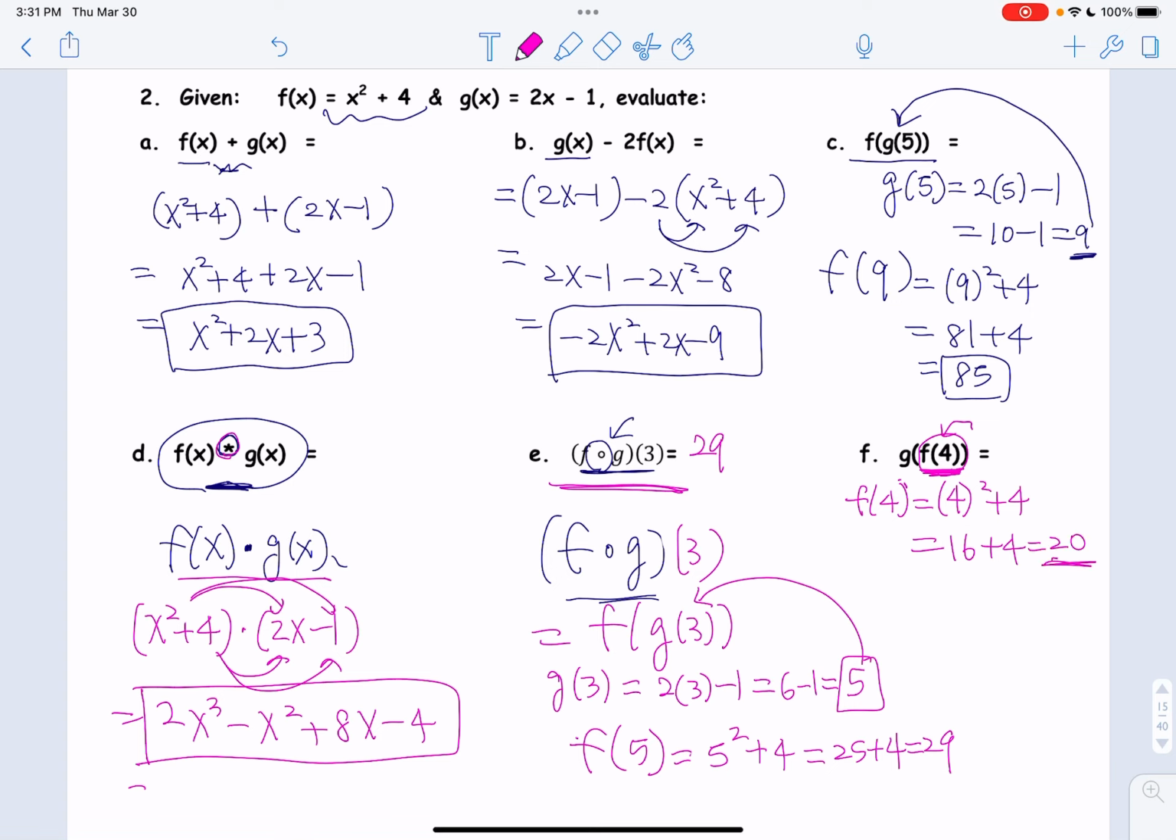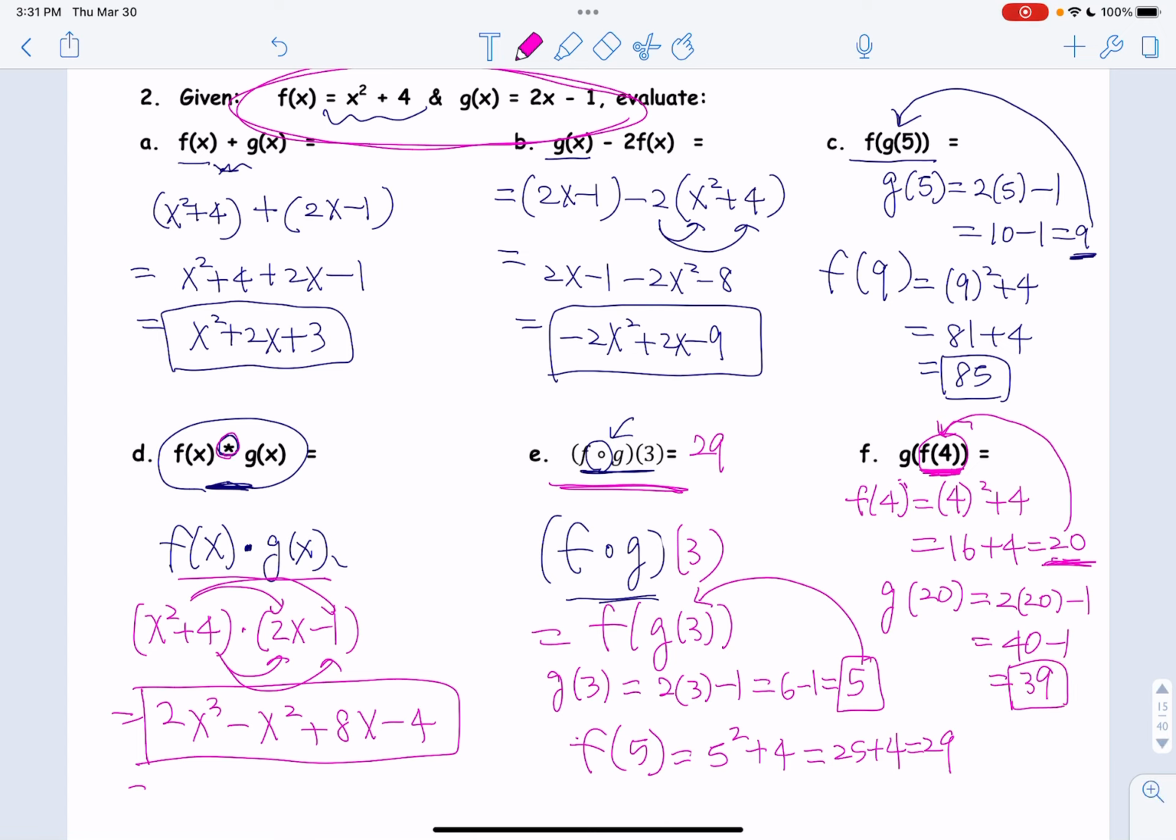Now replace 20 into the x value of g of 20. Means 2 times 20 minus 1. We are using this function, remember. So g of 20, 2 times 20 minus 1, which is 40 minus 1, becomes 39. So the result will be 39.